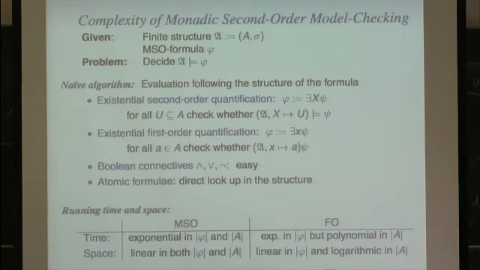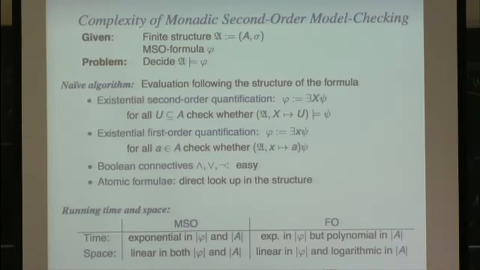Now this naive algorithm runs in time, for monadic second order logic, basically exponential in the formula, which comes from the first order quantification, and also exponential in the structure because you have to check all subsets. And the space consumption is linear both in the formula and in the structure. For first order logic, this is easy because that case can't exist, right? So you basically drop an exponential in the size of the structure, so it's only polynomial time in the structure and logarithmic space in the structure.